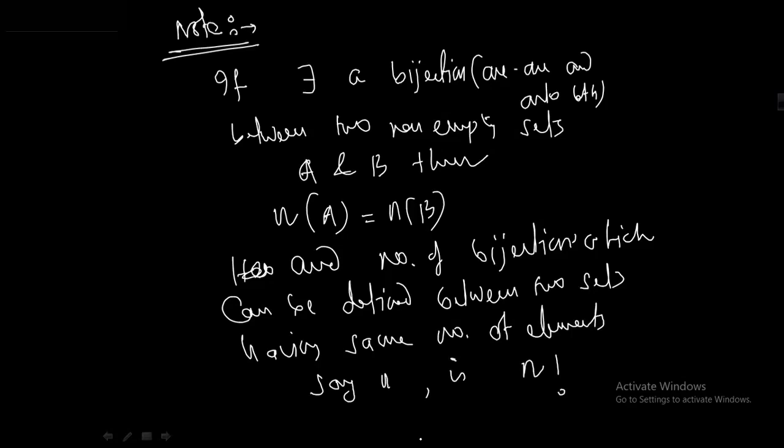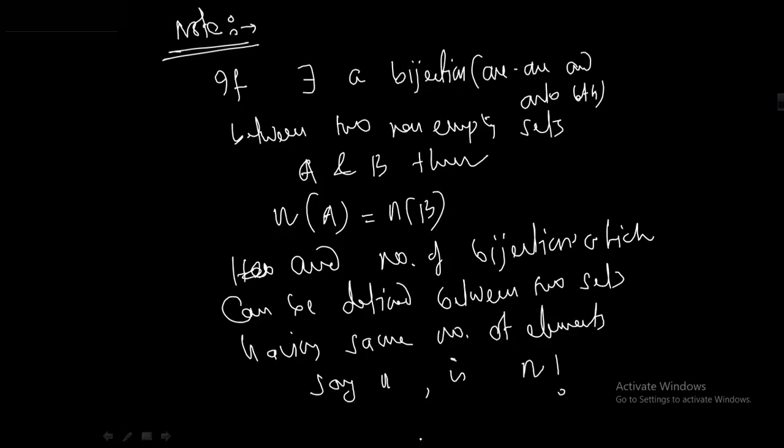So if the number of elements of any two sets are same, say n, then total n factorial bijections can be defined in between these two sets. That's all.